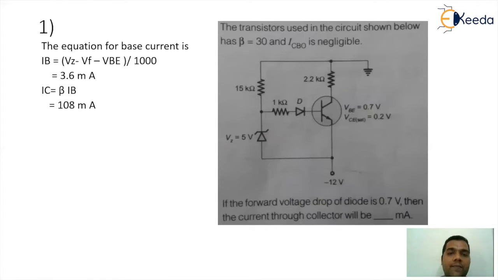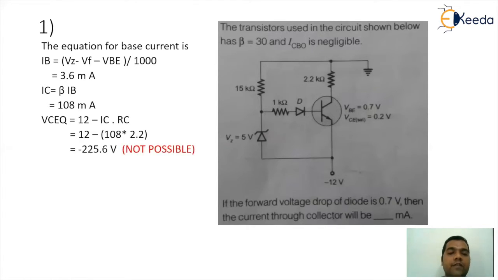If I go one step ahead, I get VC as 12 minus IC into RC, where IC is the collector current that I calculated and RC is 2.2 kilo ohm. If I put in that value, the VC comes out as minus 255.6 volt, which is practically impossible. This implies the calculation has gone in the wrong direction.